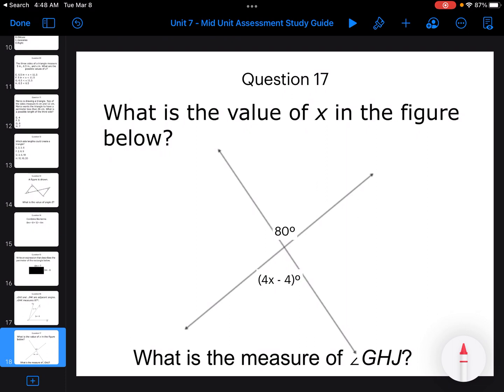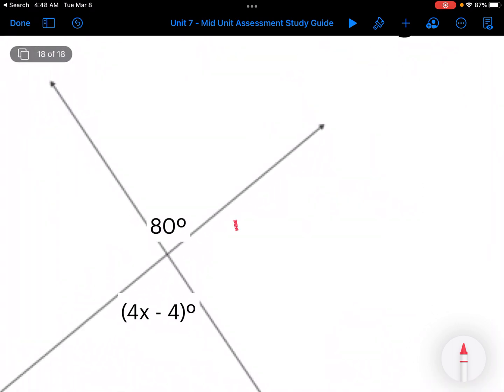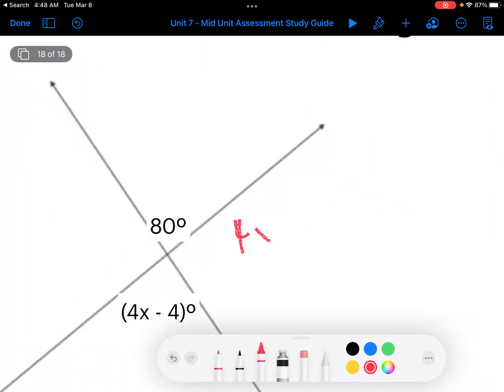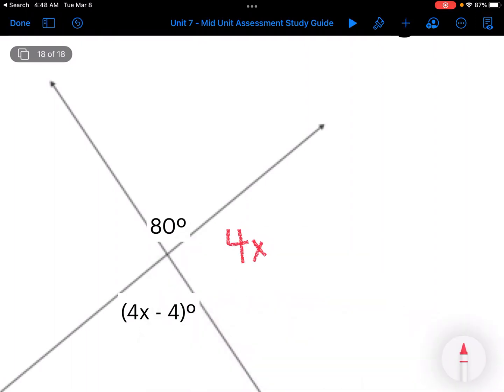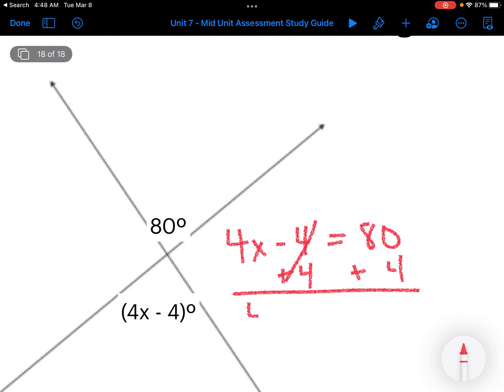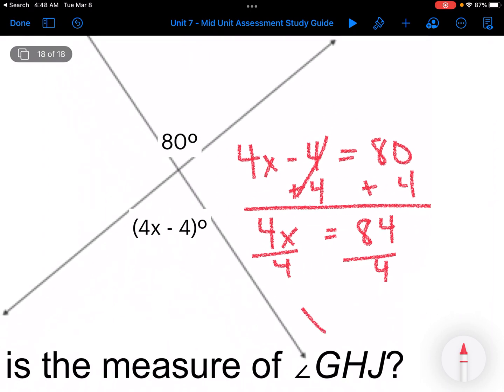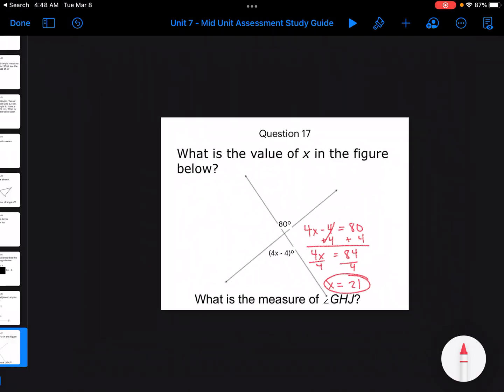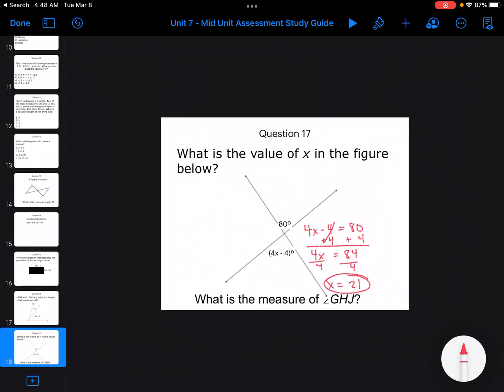All right, these are vertical angles, which means they're equal to each other. So I have 4x minus 4 equals 80. So I'm going to add 4 to each side. Divide by 4. X equals 21. They want the measure of GHJ.